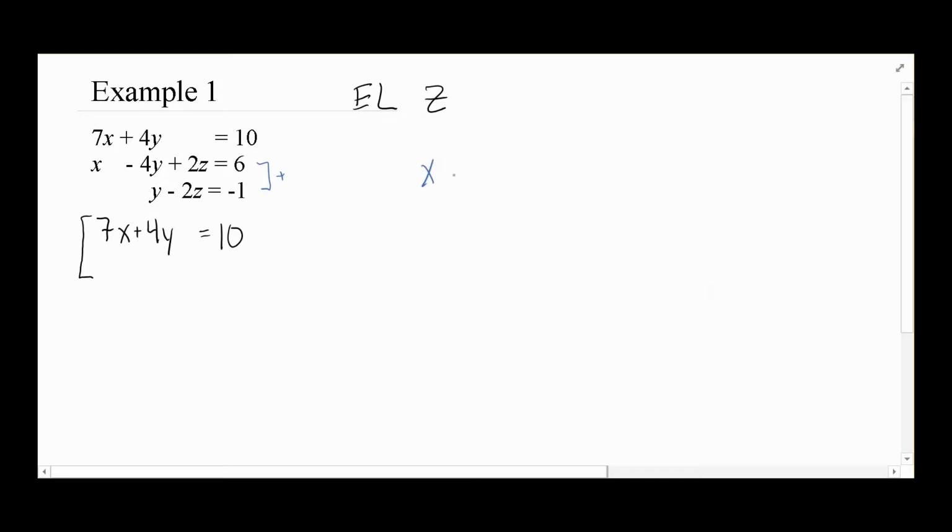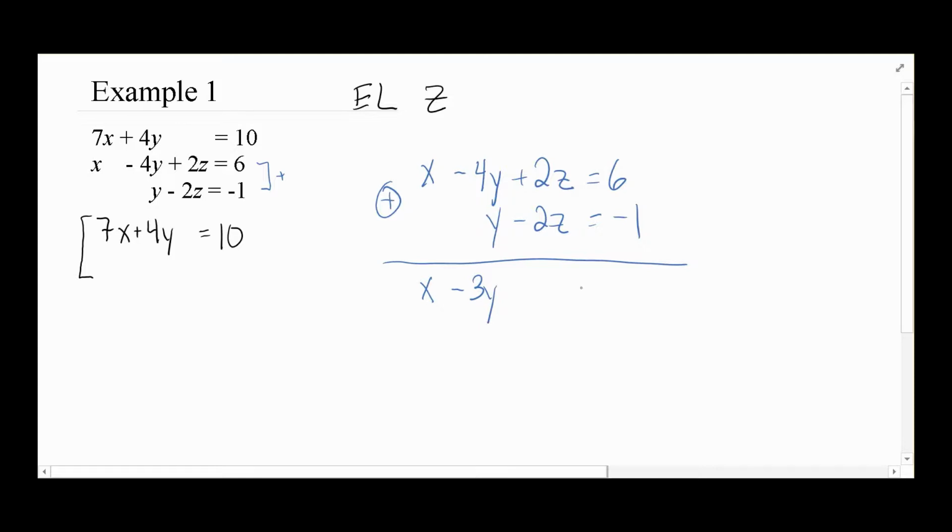So off to the side in my scrap paper land, I'm going to rewrite that equation, and when I add them together, what am I going to get? I'm going to get x minus 3y equals 5. And I'm going to copy this over into the flow of my problem.